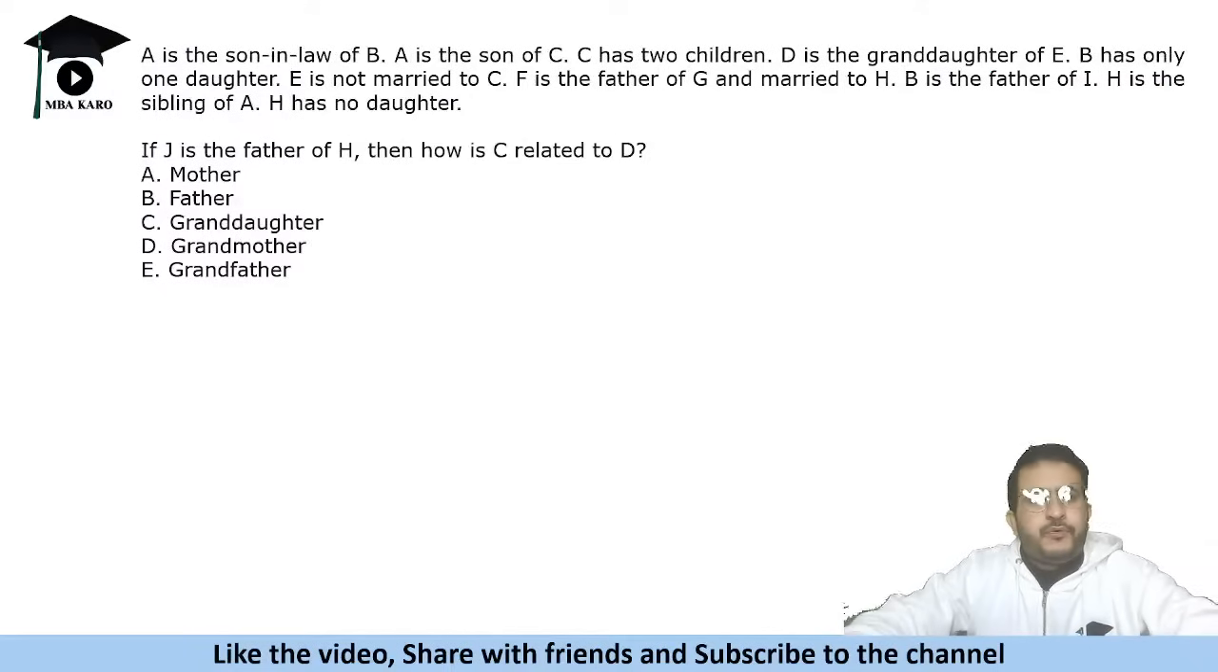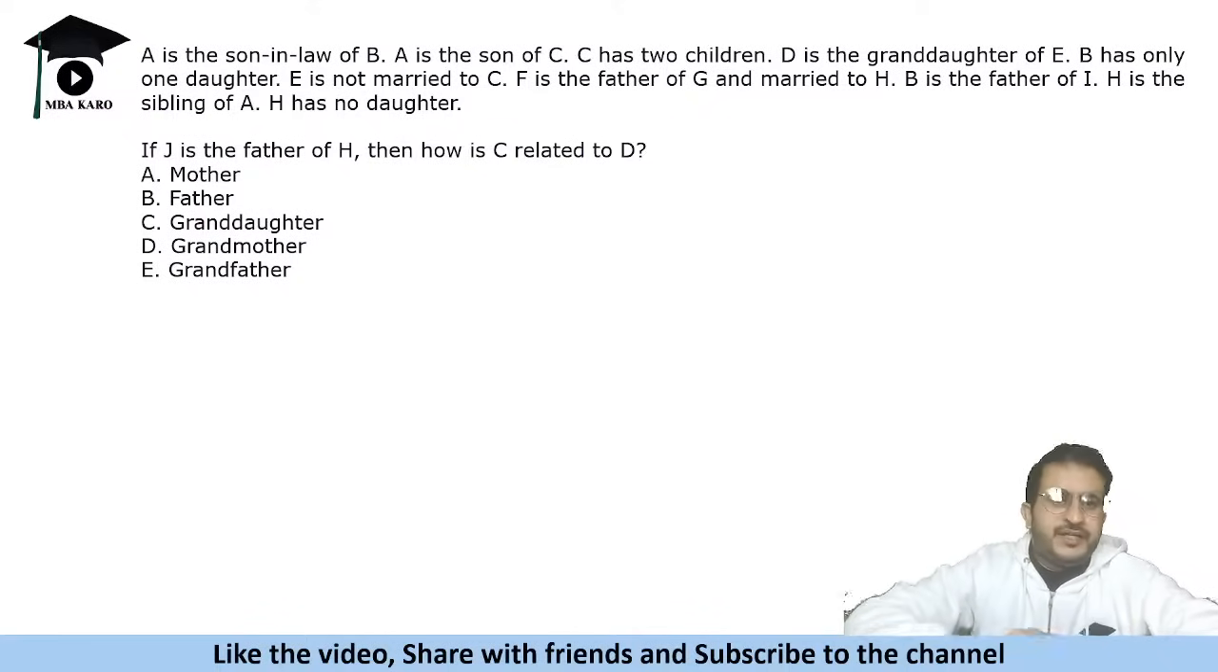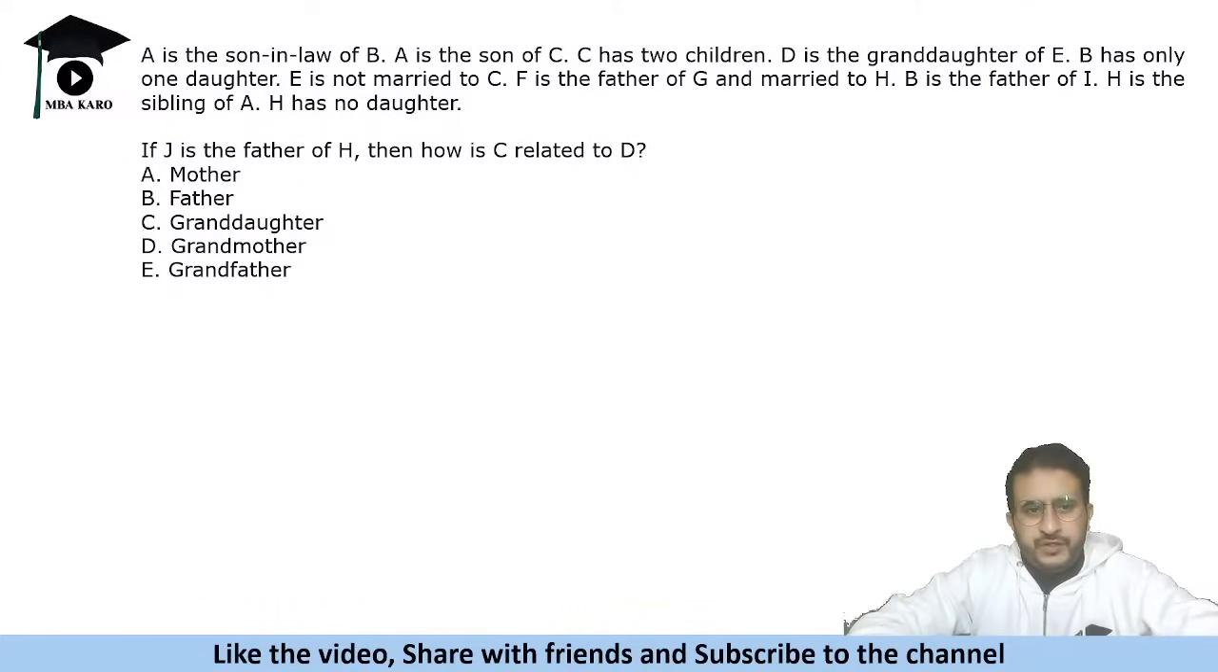So this is a problem of blood relations. A is the son-in-law of B. A is the son of C. C has two children. D is the granddaughter of E. B has only one daughter. E is not married to C. F is the father of G and married to H. B is the father of I. H is the sibling of A. H has no daughter. So if J is the father of H, how is C related to D?